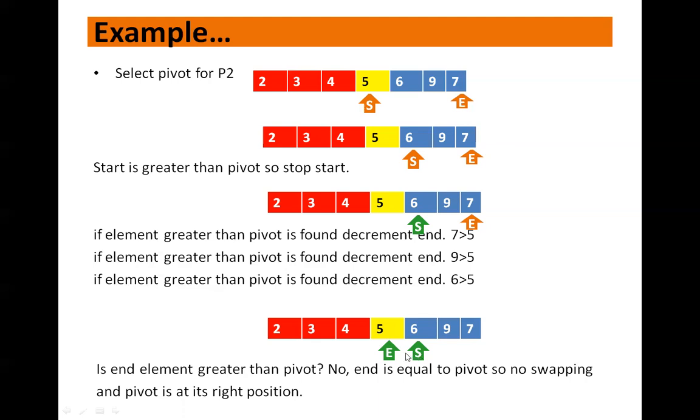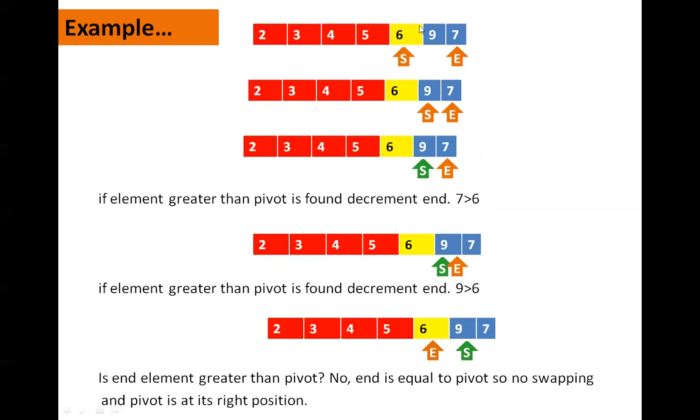And we know whenever the start pointer is greater than the end pointer, then you swap the value of the pivot and the end pointer. Now the end pointer and pivot value are the same. So there is no swapping. That means 5 is already at its right position. That means 5 is sorted. Now you'll be sorting 6, 9, and 7.